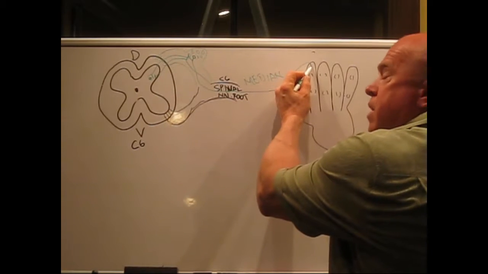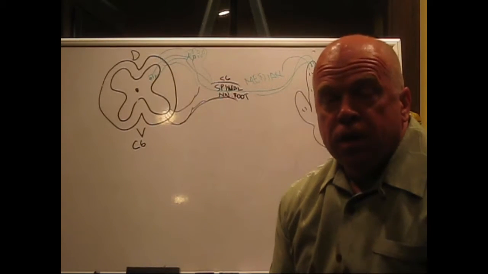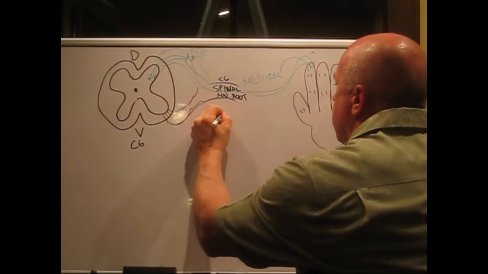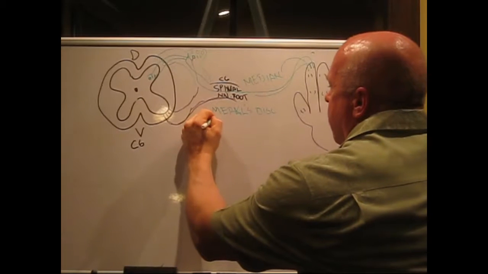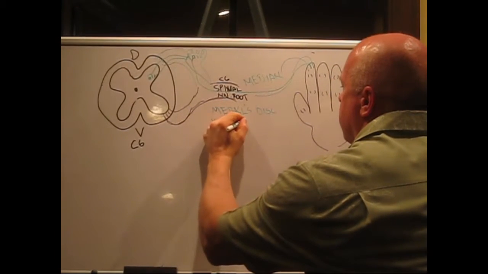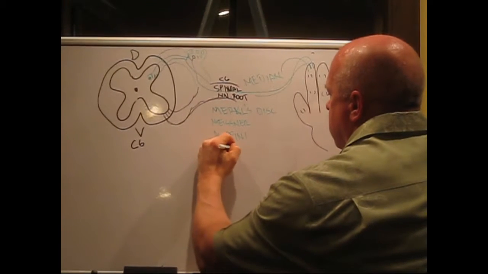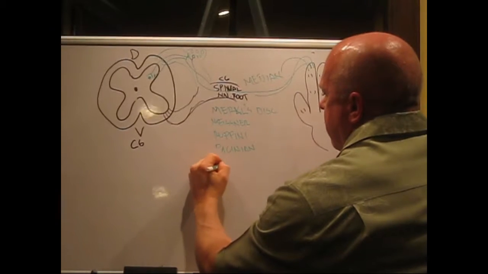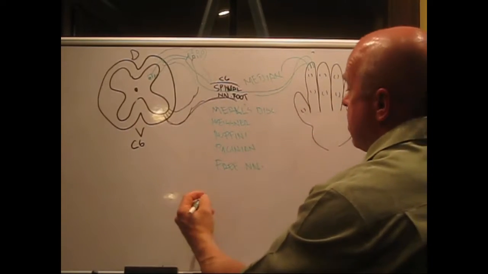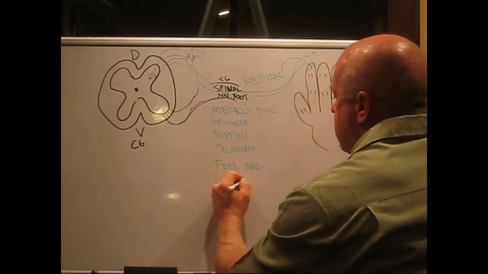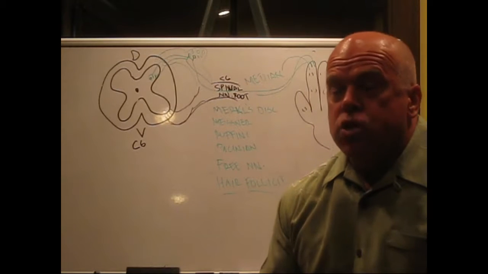Now, once we get out here at the tip of the index finger, there are several different types of sensory receptors located in the tip of the index finger. For example, we have Merkel's discs. We have Meissner's corpuscles. We have Ruffini endings. We have Pacinian corpuscles. We have free nerve endings. Not on the tip of the finger, but perhaps on the other side of the finger, we would have hair follicle receptors. And so there's all these different types of sensory nerve endings.